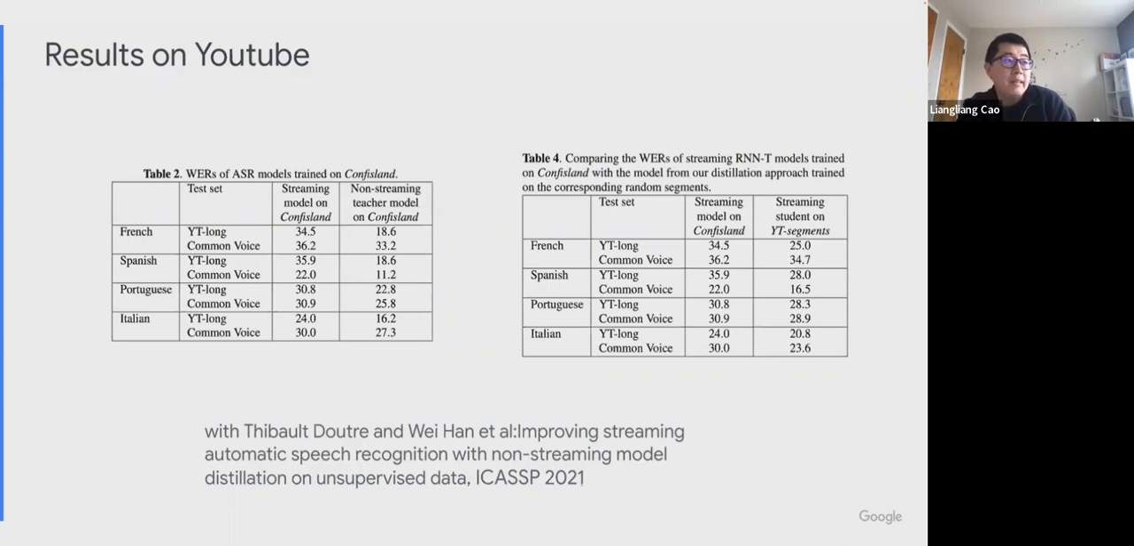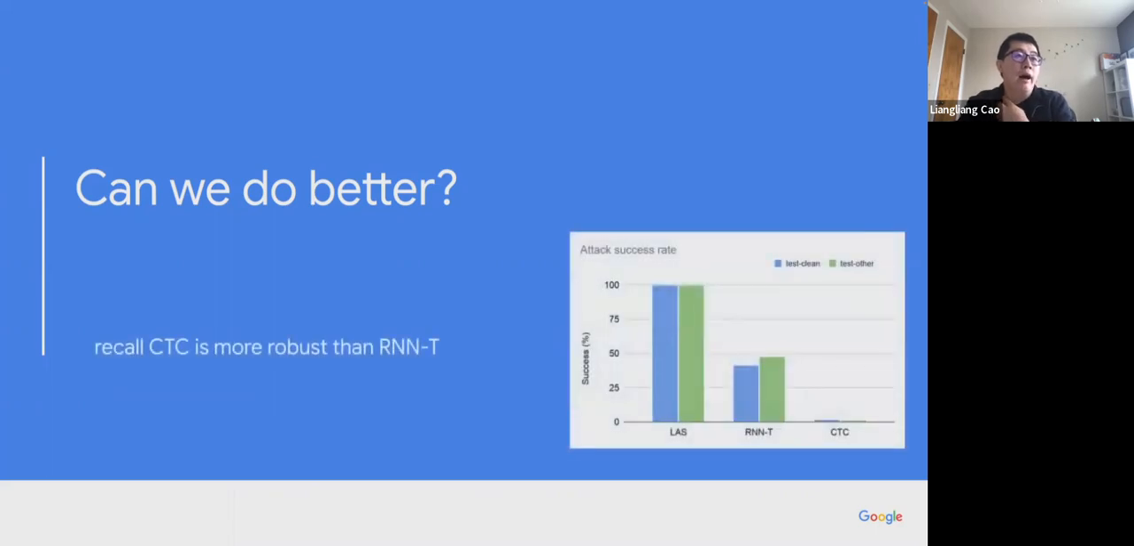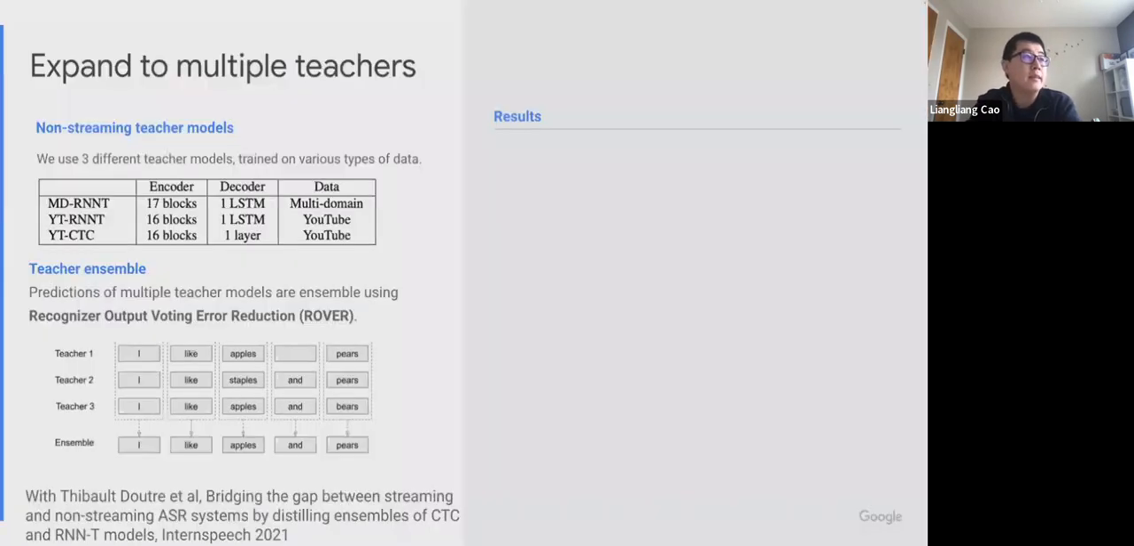So what happened is we spent almost another year just optimizing this approach. And next, I will report one of the final techniques we found very useful. The key motivation is to do better. We need to look at the CTC model and the RNN-T model, because CTC is more robust. So the intuition is that we can borrow the CTC model to train RNN-T.